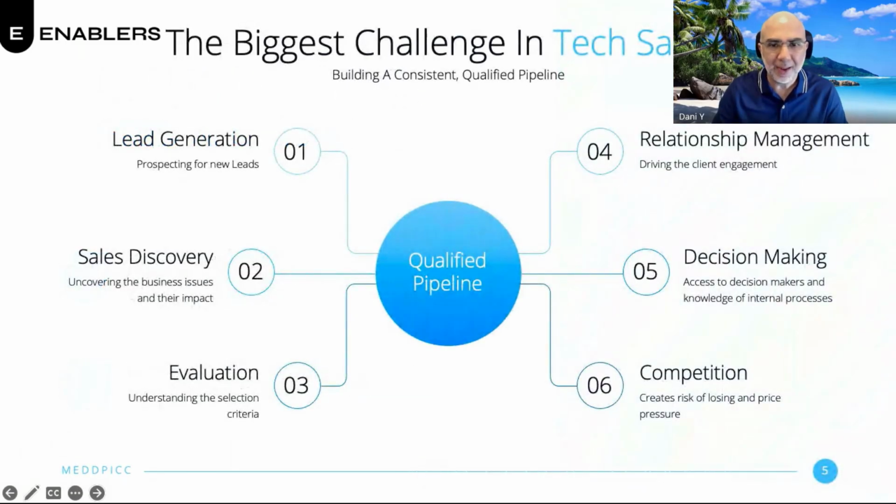Now, anyone who spent any time working in sales knows that the biggest challenge in tech, or really any other industry for that matter, is building and converting a consistent, qualified pipeline. There are so many bases to cover and so little time to do it in, from generating the initial lead to conducting the discovery, going through the evaluation process for your proposals, managing all the stakeholder relationships, both internal as well as external, and then working with the decision makers to get a decision in your favor while keeping the competition at bay. So much to do, so little time to do it in.